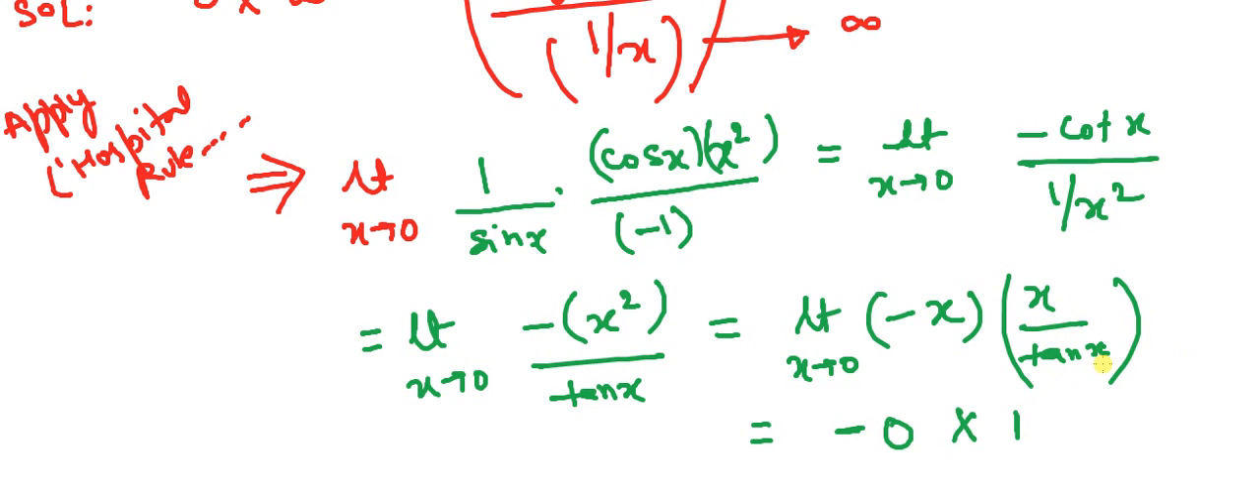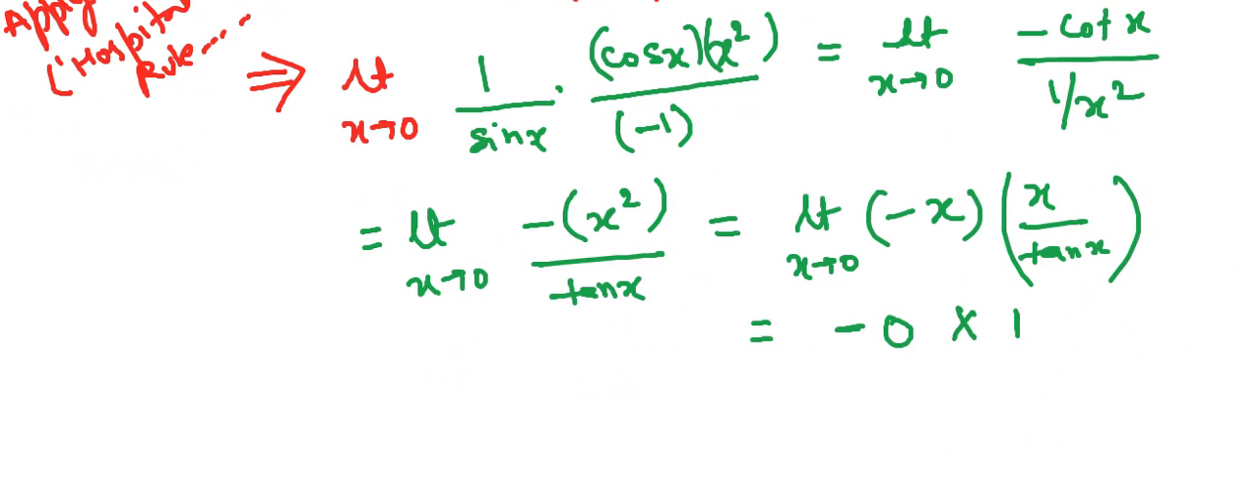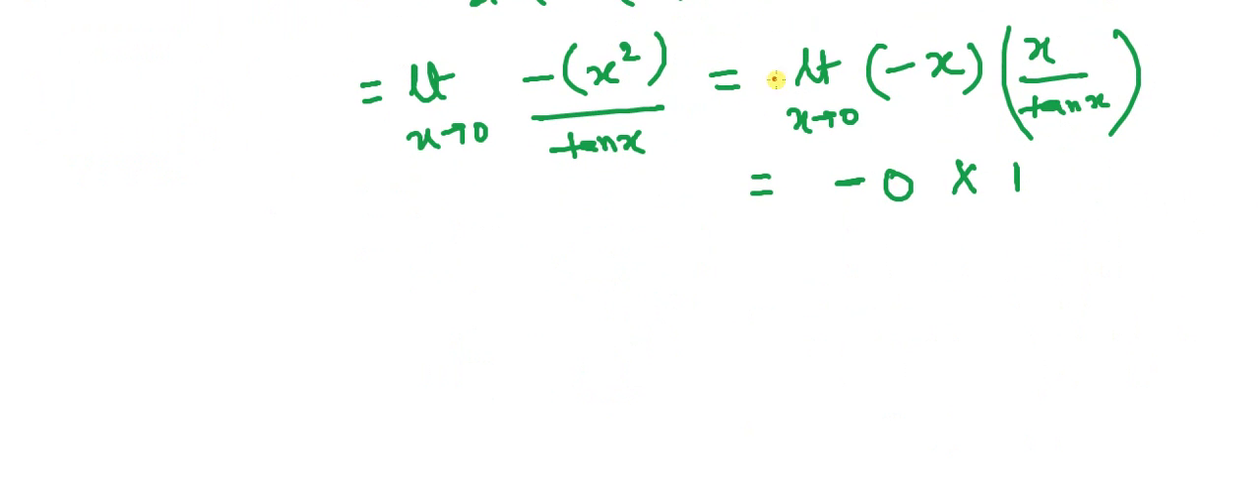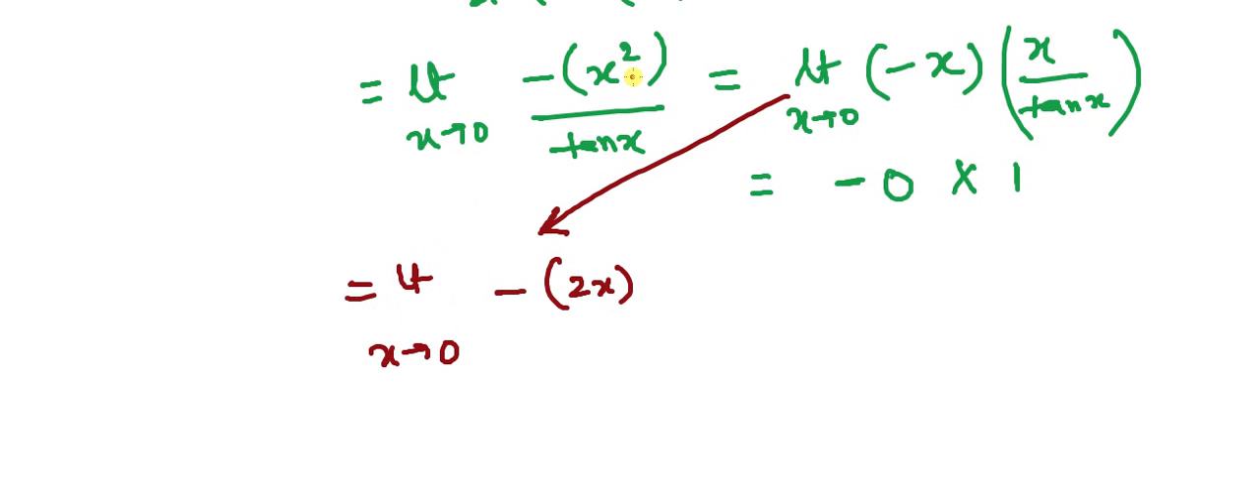Or if you don't know how it's becoming 1, just differentiate again by using L Hospital rule. I can tell you, let's understand from this step here. Not from this, from the previous step. Limit x tends to 0 of minus 2x, just differentiating this format. For tan x, the differentiation is secant square x.